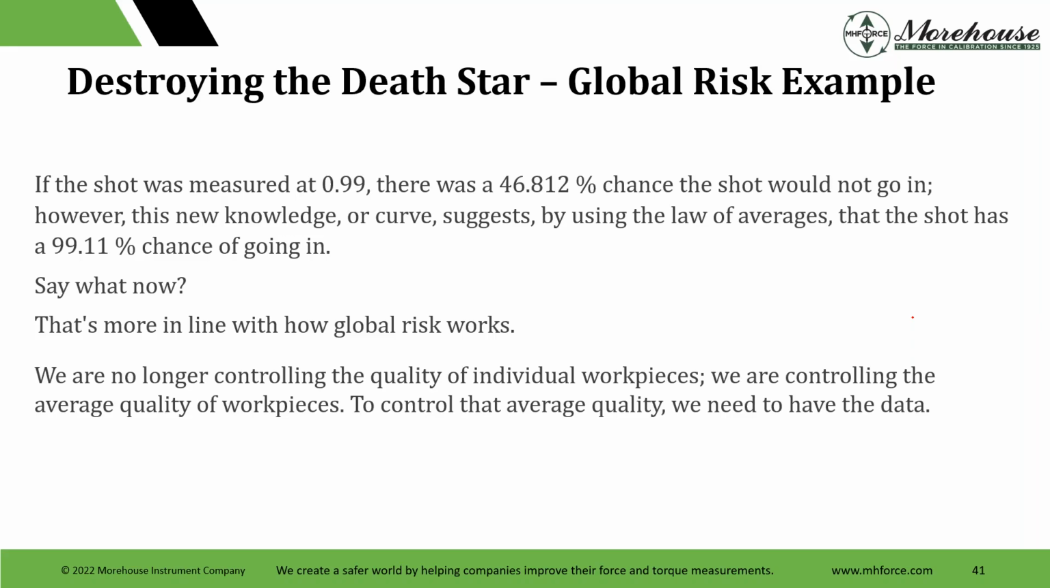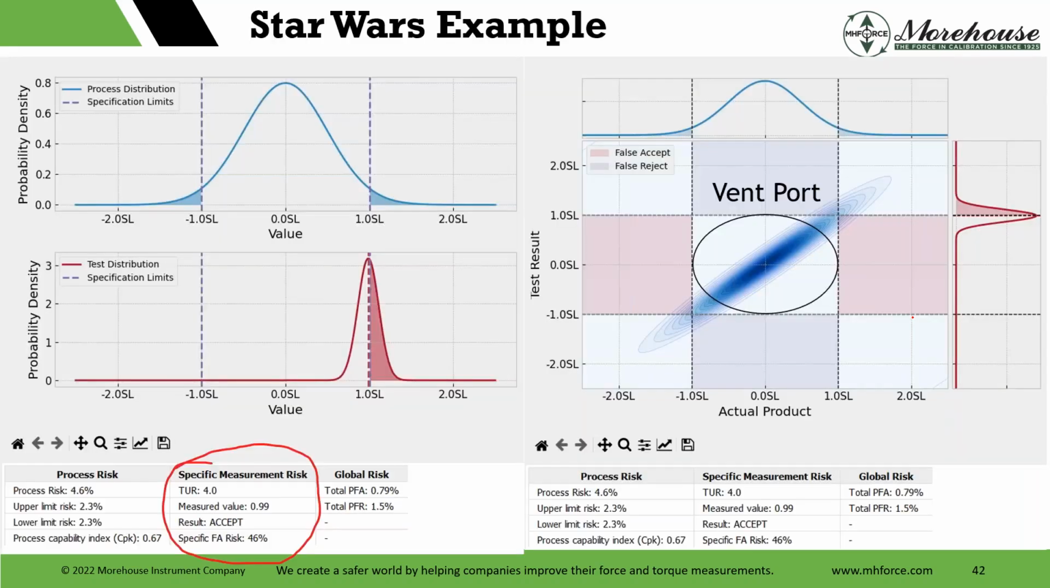And to control that average quality, we need to have the data. There's this awesome program. This is a screenshot from it. It's called SunCal. It's by Sandia. You can get it. You just type SunCal software Sandia. You can pull it, play with it. There's a little bit of a learning curve, but you can put all these numbers in there. And this basically says, hey, my specific measurement risk, TUR is 4-to-1. You hear these magic numbers.